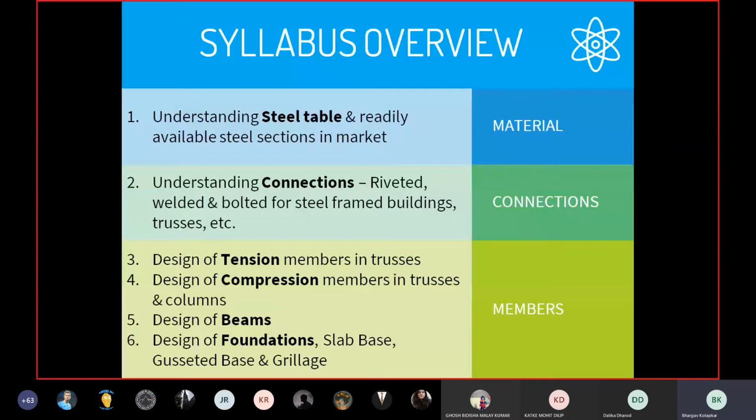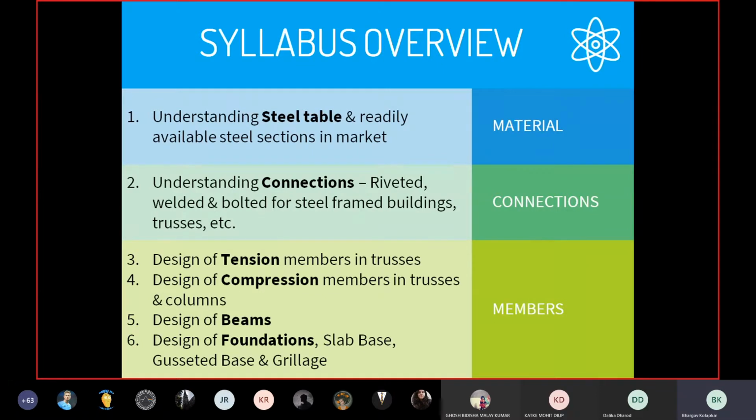And further, in terms of understanding what is given in the table, we look at the properties that are mentioned so that we understand, okay, if I'm talking about, say, an ISMB 500 section, what does this mean? And how does it affect the appearance of my structure? How will it look if I provide it in a beam? How will it affect my headroom? And so on. So we look at the steel table and the basic properties of steel as a material.